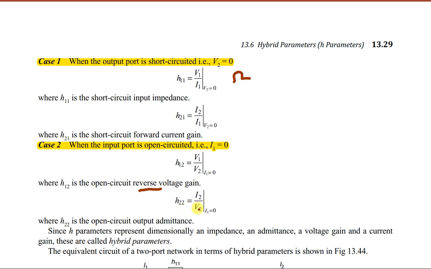Similarly, H22 is equal to I2 by V2. I2 and V2 belong to the output side. Output current by output voltage, so it is the output admittance, because both belong to the output side.